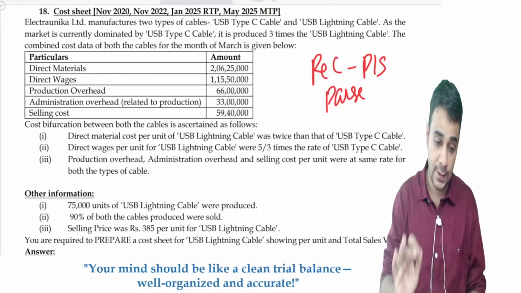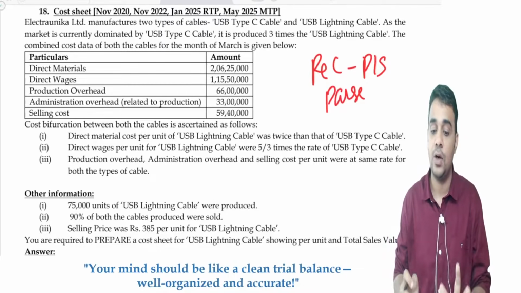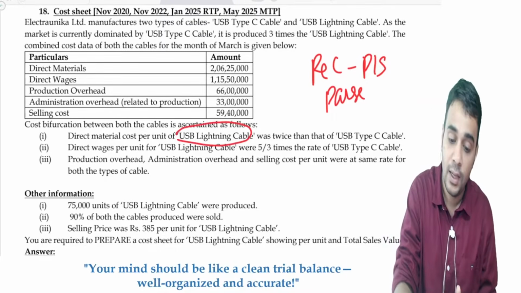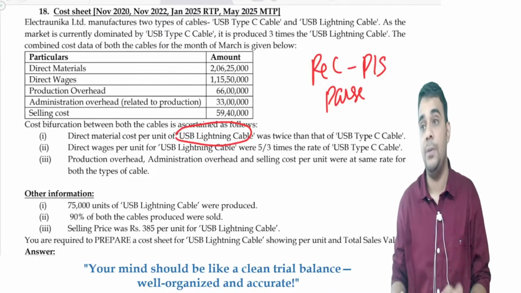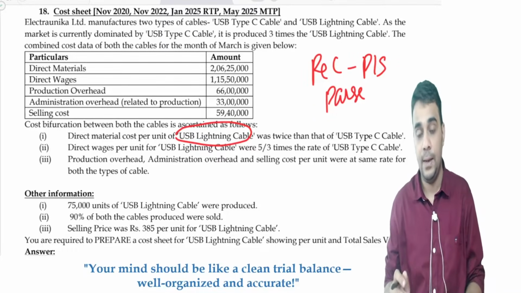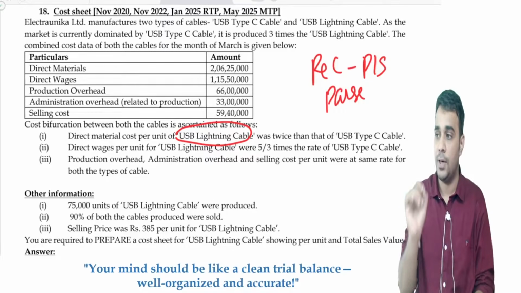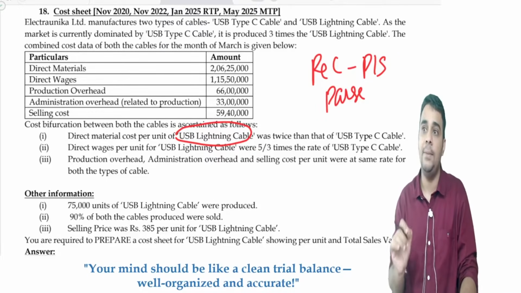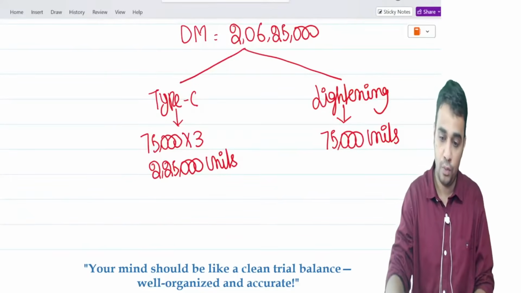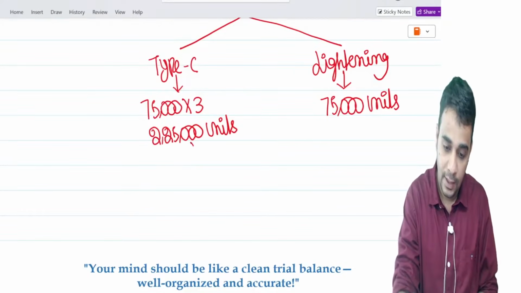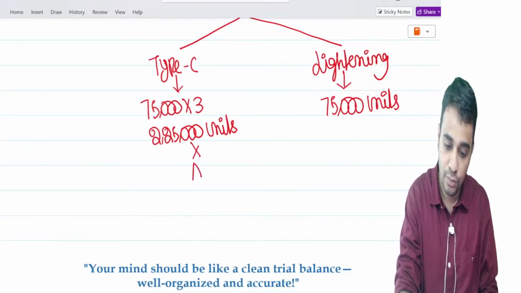Now the information is that the direct material cost per unit for a lightning cable is double that of a type C cable. Now lightning and type C, I assume A.